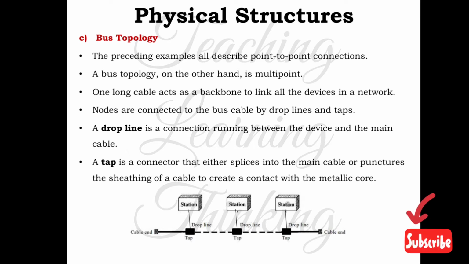And a tap is a connector that either splices into the main cable or punctures the sheathing of cable to create a contact with a metallic core. So there is a drop line and tap, and drop line is a connection running between the device and the main cable. Tap is a connector that either splices into the main cable or punctures the sheathing of cable to create the contact with the metallic core. The figure shows a bus topology. So there is a cable length and tap and drop line between the tap and the station, and tap is in between these cables.